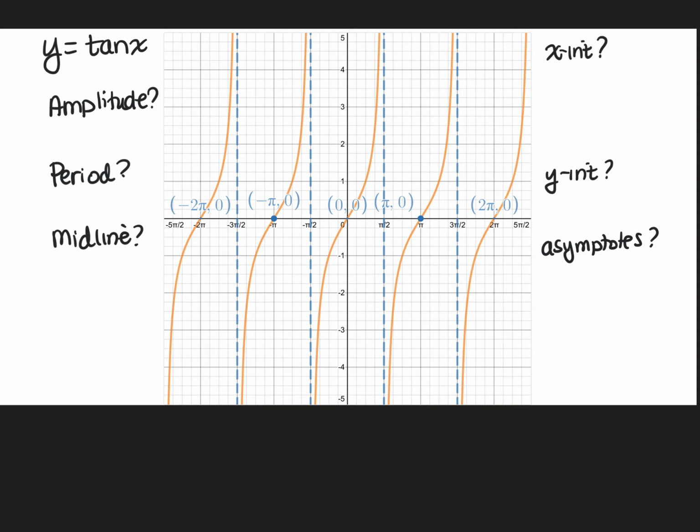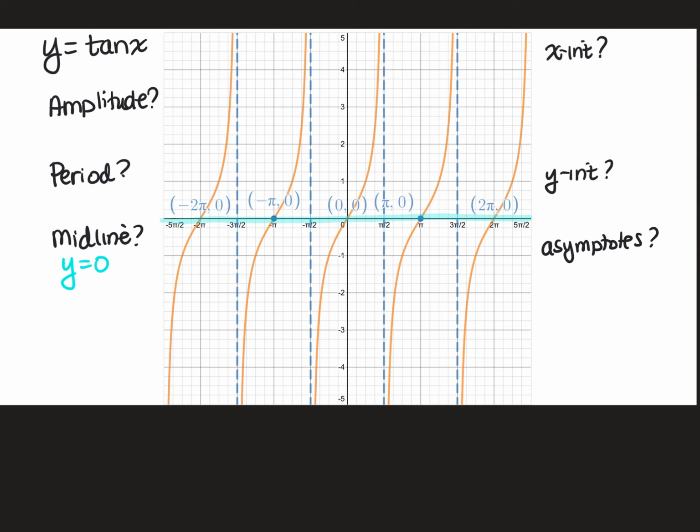All right, next up we have the tangent graph. So let me once again go ahead and start with the midline. I'm going to look at the middle line of this graph, and that is right here. Okay, and once again, we just write the equation of that. It's y equals 0.